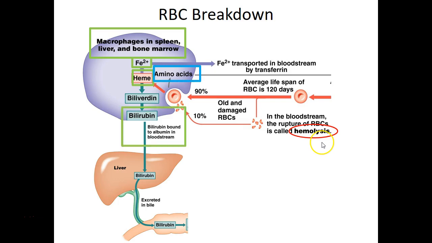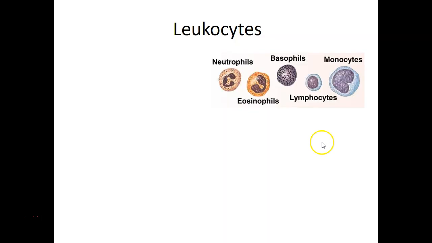Bilirubin can be bound by albumin in the bloodstream, and especially if we have liver failure, that amount goes up. Most of the time, if the liver is functioning correctly, that bilirubin is going to be secreted into the gastrointestinal tract.